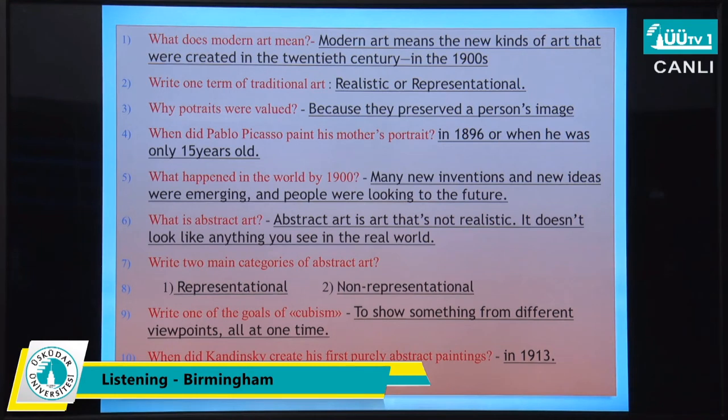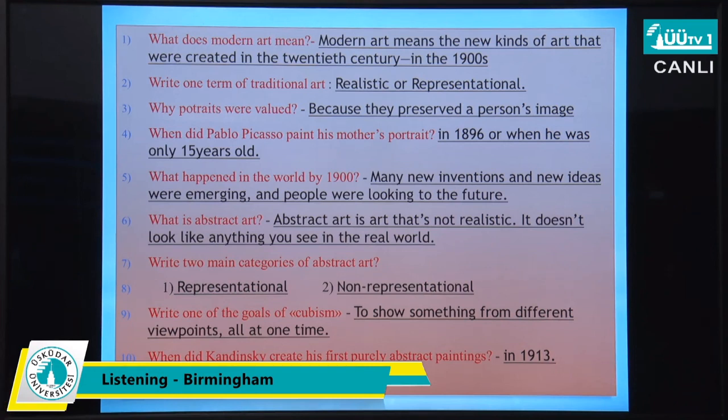For this third question, why were portraits valued? Because they preserved a person's image. Yes, you can write it shortly. You don't need to write the whole sentence. 4. When did Pablo Picasso paint his mother's portrait? You can just write only in 1896, or you can just write when he was only 15 years old. Both of them are possible, acceptable.